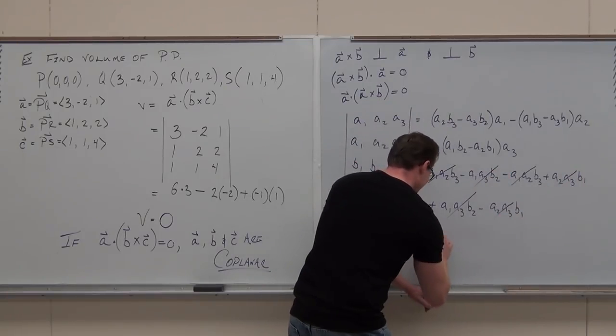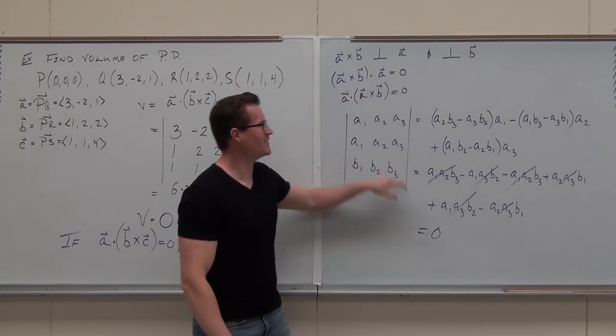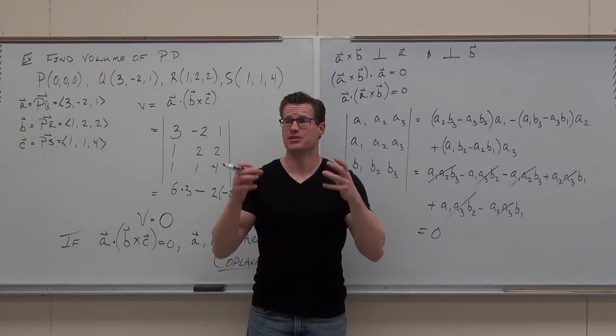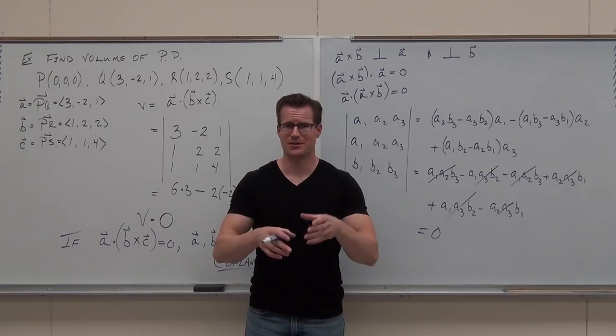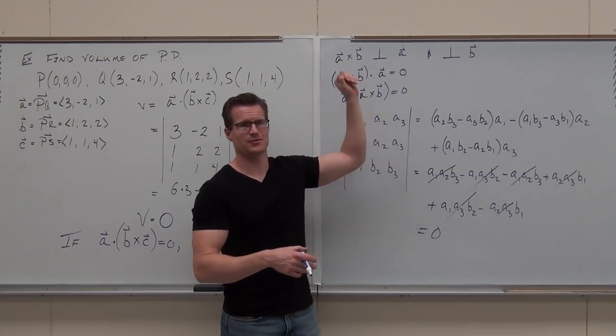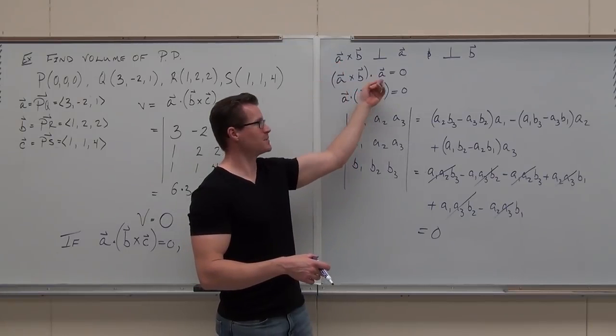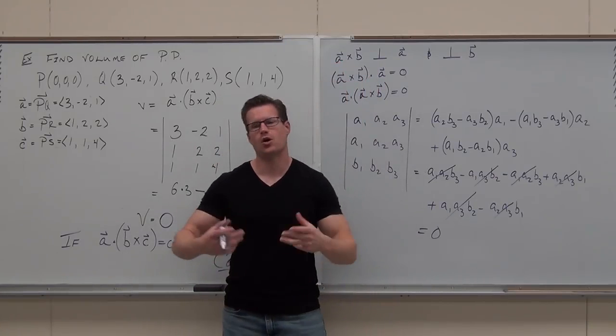What's it equal? 0. That's a proof. I just proved that the dot product is 0. If a dot product is 0, then your vectors are perpendicular. They are orthogonal. If you replace this with B, same stuff. If you switch this around, same stuff. Replace it with B again, same stuff. It's always going to work out to 0.